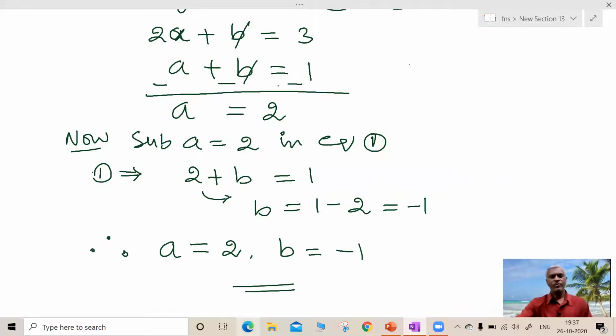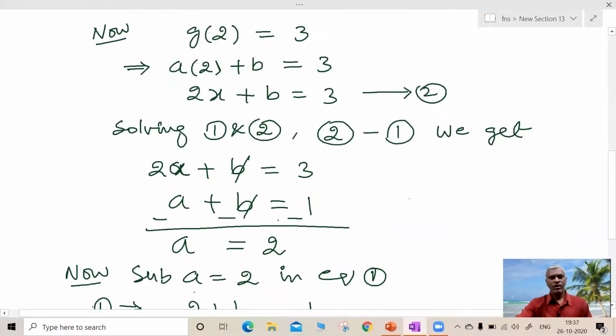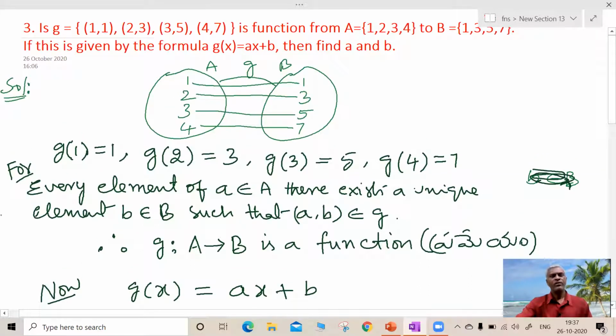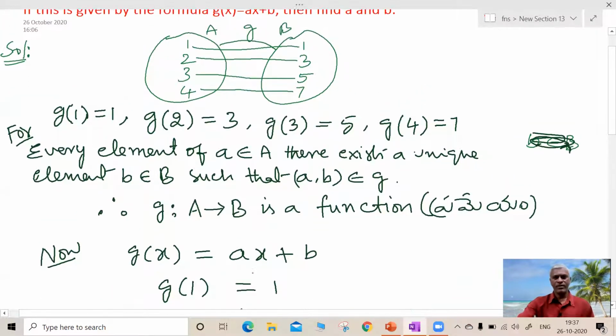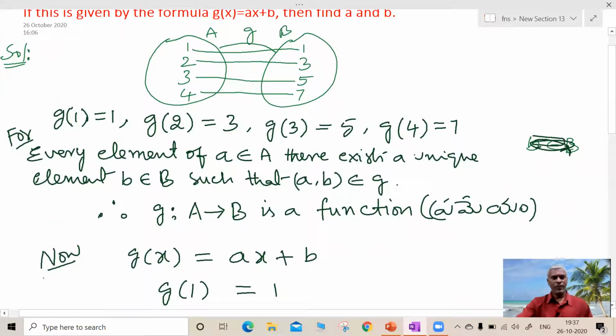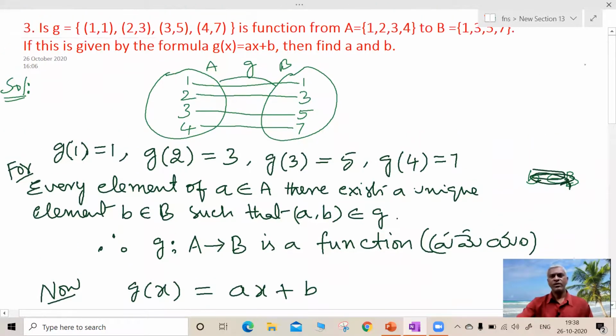So he has given one relation, and we have to check whether this relation is a function or not. Then if it is a function, find a and b. So basically it is a function as it satisfies all the conditions of a function. What is the condition for a function? Every element of the domain should have a unique relation with the elements of codomain B. So it is a very simple problem.